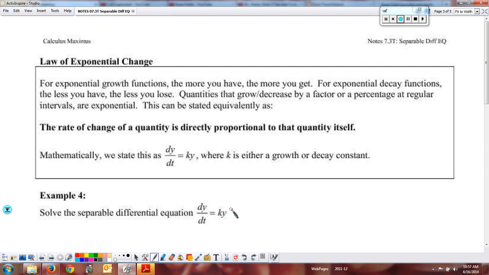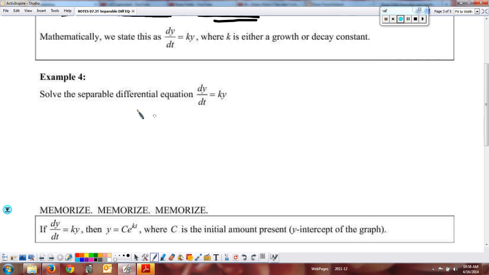This is a classic problem with exponential growth problems: anytime you have exponential growth, the rate of change of the quantity that you have is going to be directly proportional to the quantity itself. It's like going back to Algebra 2, where you have your direct variation problems. But it's your rate of change, your slope, that is proportional to whatever the quantity is, which is y. So we end up with basically a differential equation. So let's take a look down here at example 4 and go for solving the separable differential equation.